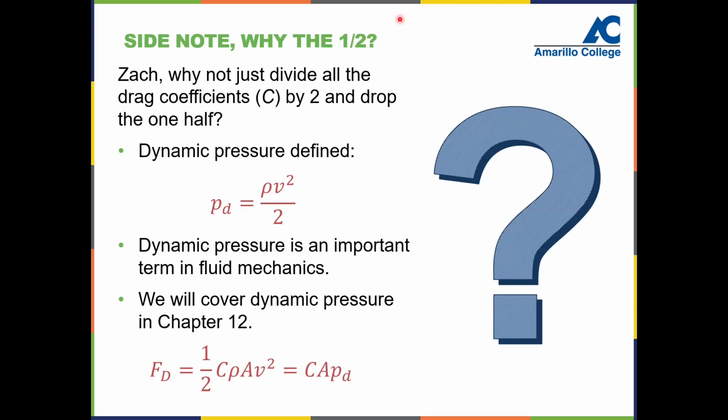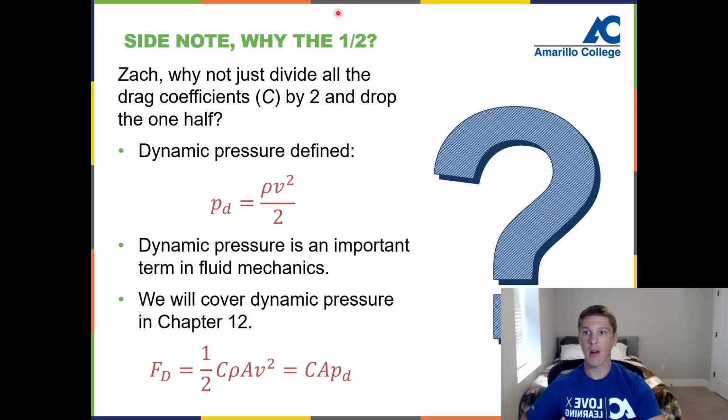Okay, so we have one last thing I want to talk about here. And you say, okay, Zach, the equation was 1/2 drag coefficient rho A V squared. If I have this 1/2, why can't I just lump that 1/2 in with my drag coefficient, cut all my drag coefficients in half, and get rid of that 1/2? Well, as it turns out, we actually keep that 1/2 for a reason.